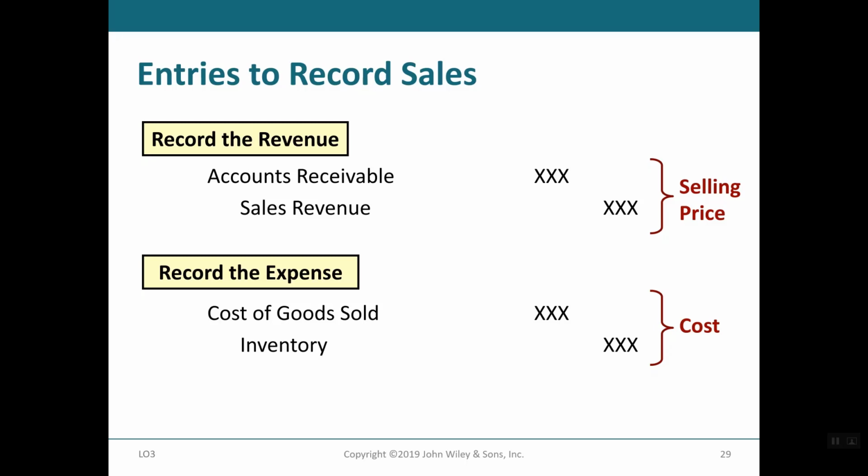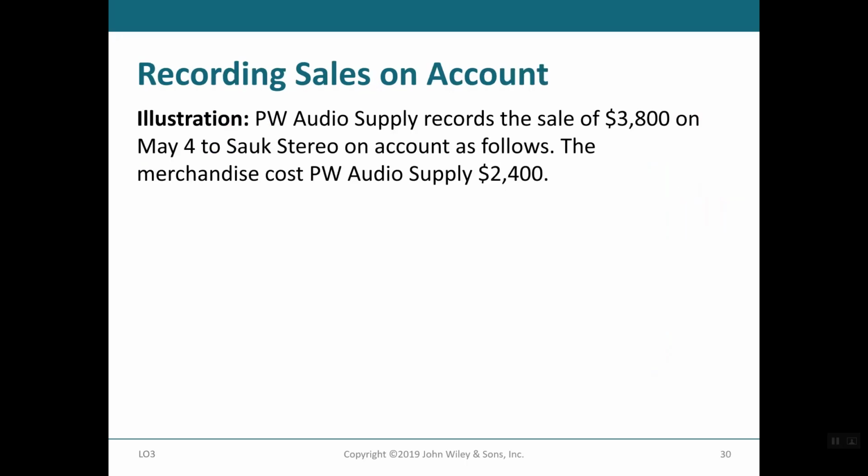All right, so here we debit our accounts receivable and credit our sales revenue. Again, an increase in assets is a debit and a decrease in assets is a credit. And an increase in sales revenue is a credit. For the expense side, an increase in expenses is a debit. A decrease in assets is a credit. Okay, so record sales on account.